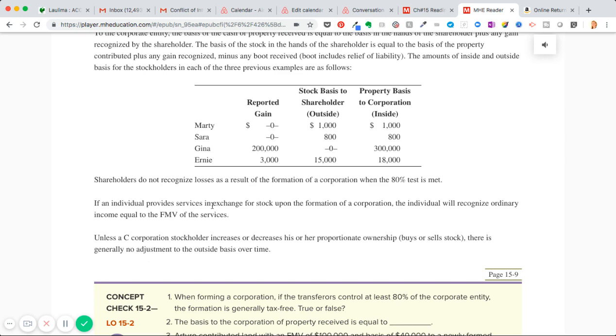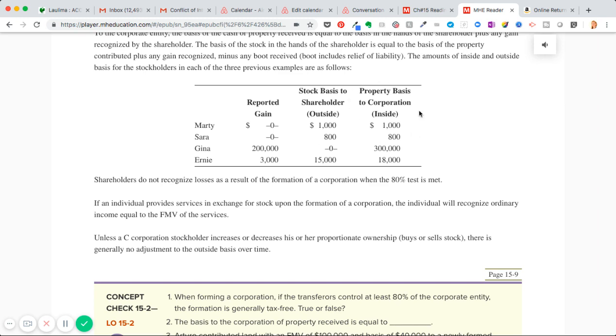If an individual provides services in exchange for stock upon the formation of the corporation, the individual will recognize ordinary income equal to the fair market value of the services. That's always the same, right? Unless a C corporation stockholder increases or decreases his or her proportionate ownership, which means he buys or sells more stock, there's generally no adjustment to the outside basis over time. And so that's different from the partnership because of this separation of ownership from the company and management.